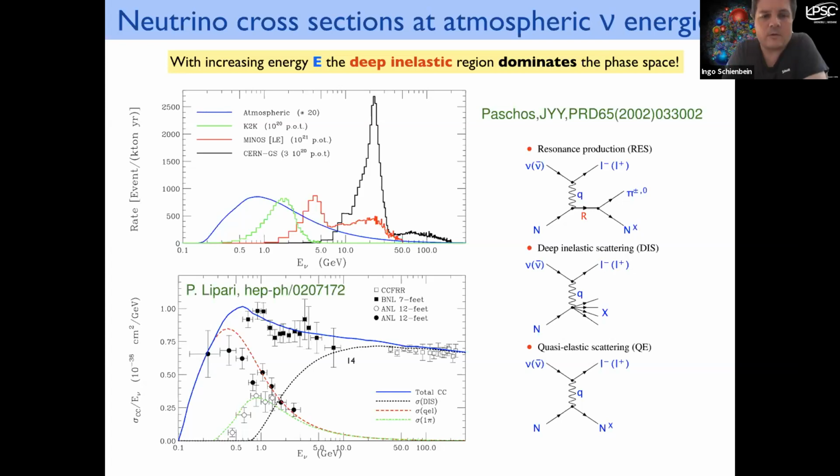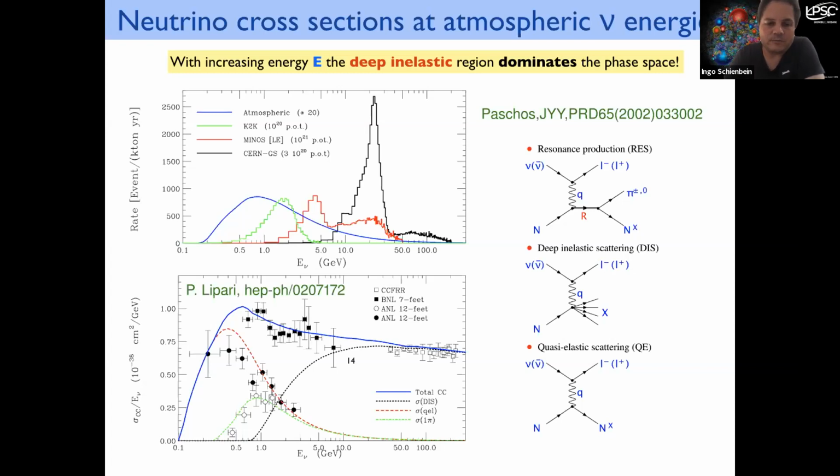Now on the lower plot, on the same scale of the energies, you see the charge current neutrino cross section divided by the neutrino energy. If you look at large neutrino energies, the dotted black line takes over. That is really the deep inelastic cross section, which dominates everything simply because of the phase space.